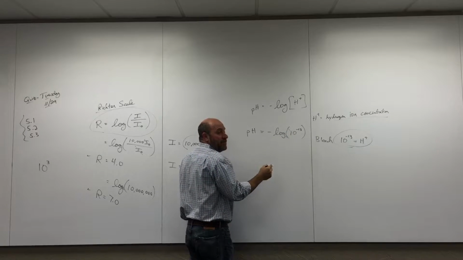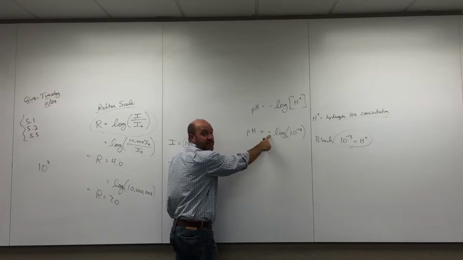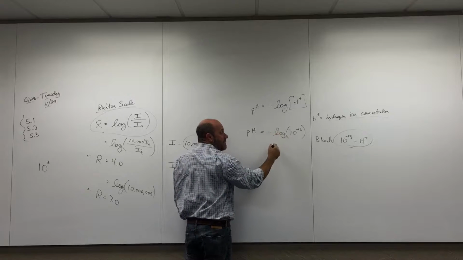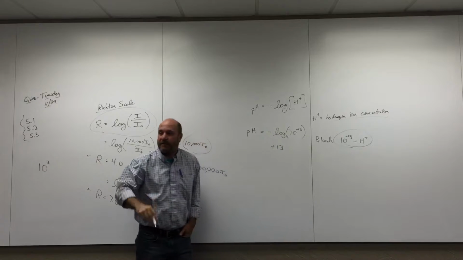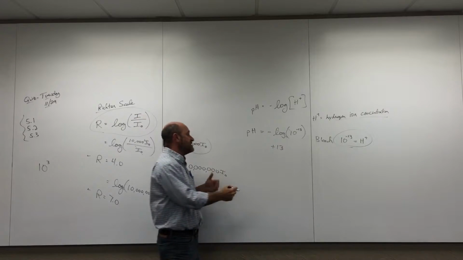The calculator could help you too. Well, hang on. If the answer is negative 13 with a negative sign in front of it, he's right, it makes it positive 13. Right. The answer to the log is negative 13, but there's a negative sign in front of it, makes it positive 13, and that's the pH.